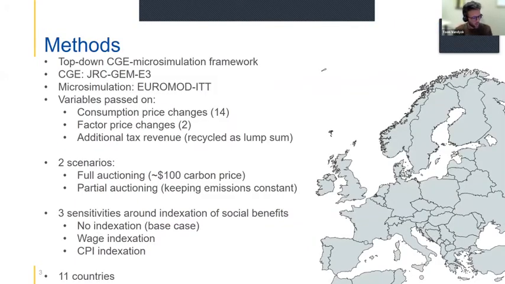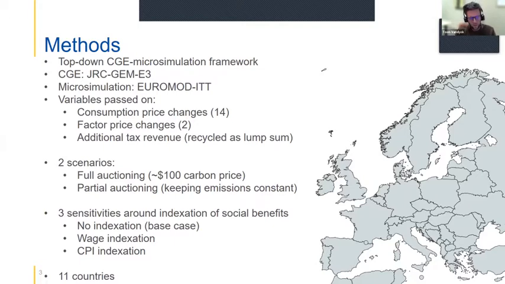A quick note on the methods we use in this paper. We use a combination of two tools, and the first one is a computable general equilibrium model. It's the JRC version of the GEM-E3 model, in which we run two scenarios and we pass on some of the outputs to a microsimulation model that's run here also in the JRC. It's the EUROMOD microsimulation model.